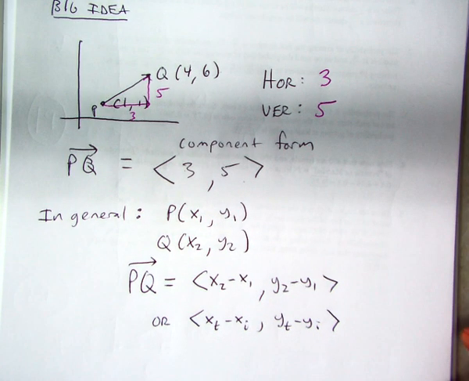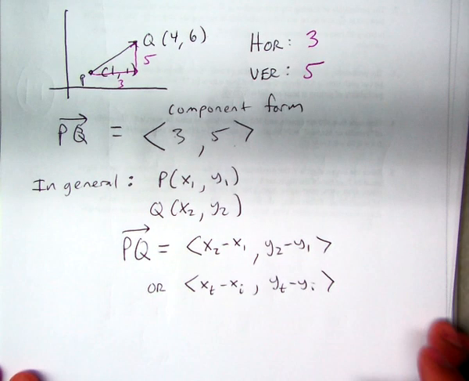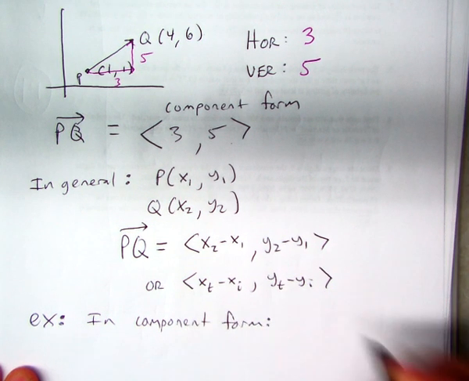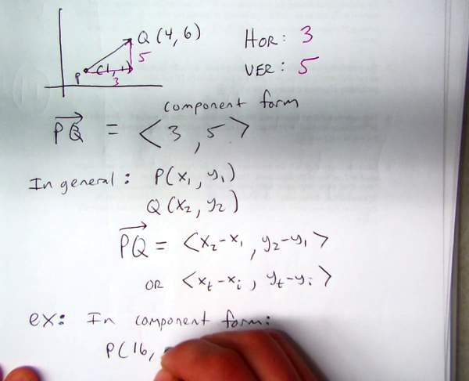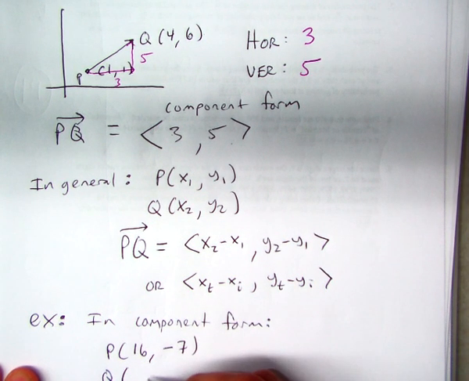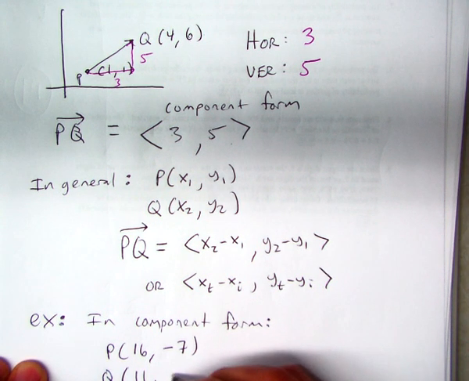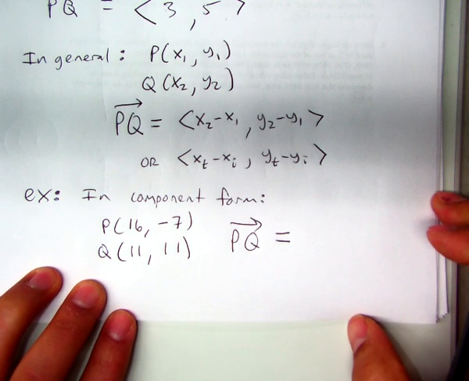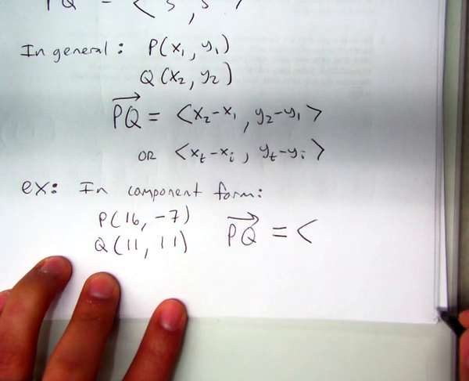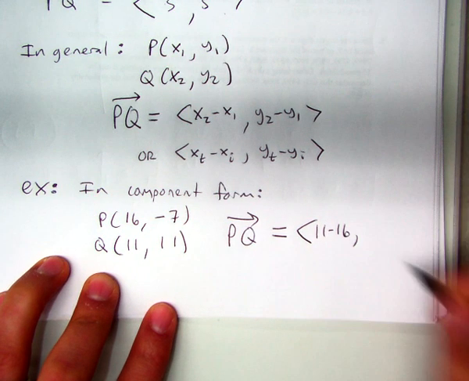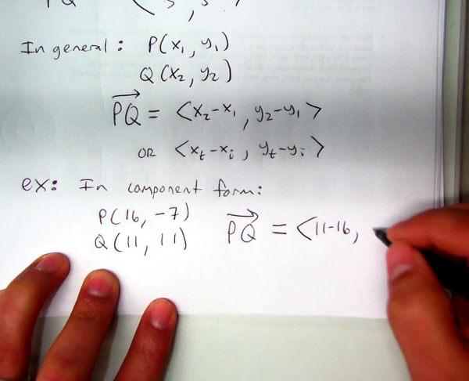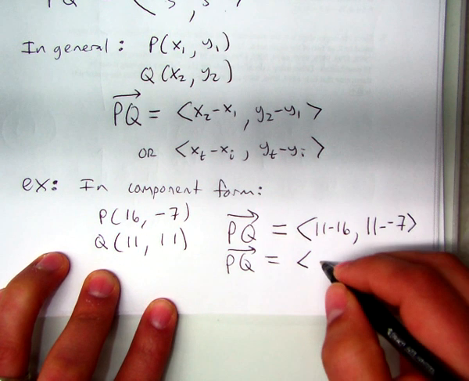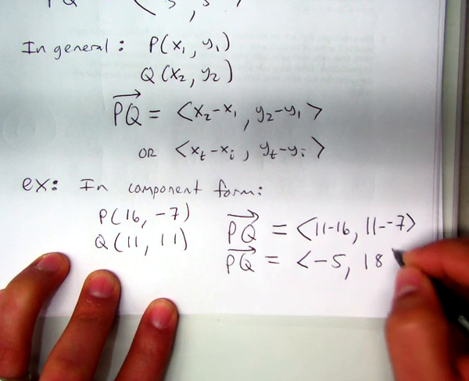Okay? So real quick. In component form, if P is at (16, negative 7), and Q is at, let's say, (11, 11), how do we find what PQ is going to look like? 11 minus 16 is going to be the horizontal. And what's the vertical? 11 minus negative 7. So our final answer is that this vector would have a horizontal component of negative 5 and a vertical of 18. Does that make sense?